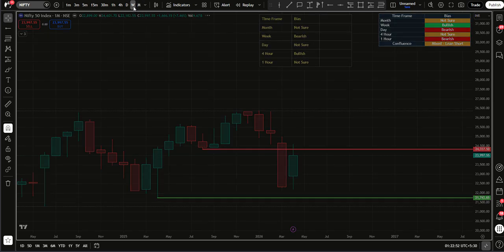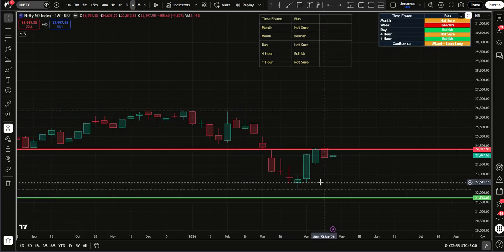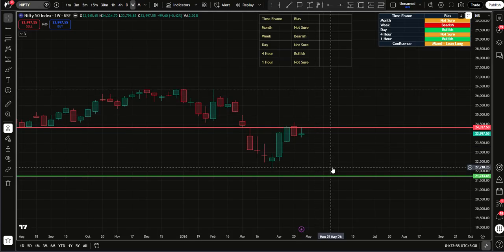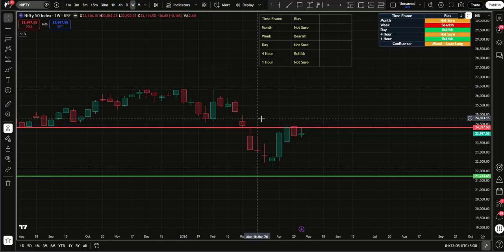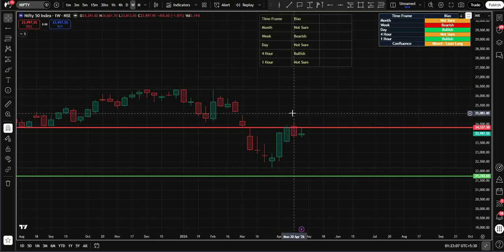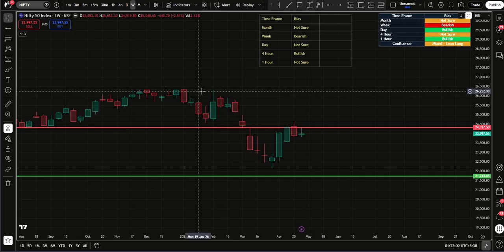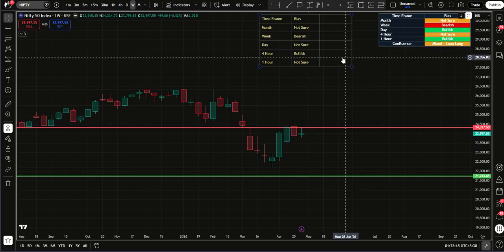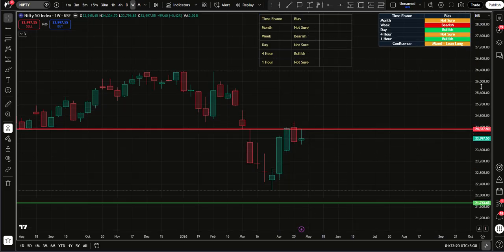Going over to the weekly time frame. On a weekly time frame, the bias is bearish. Why is it bearish? This is a swing high, and this is from the lower high after a long time. So this was a lower high. The previous one was higher than this, and now it is from the lower high again. So the bias is clearly bearish.